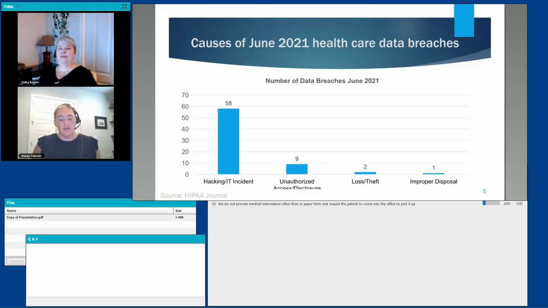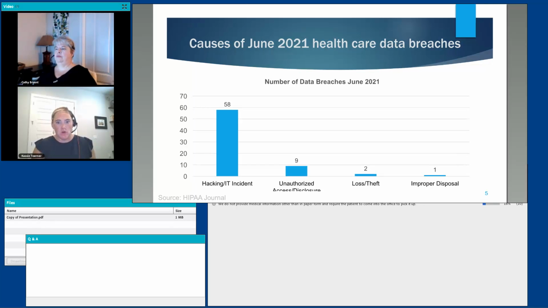So as we get started, let's take a look at some of the data that has come out from June 2021, this past year, on the causes of healthcare data breaches. As of right now, there were 58 breaches that occurred in a hacking or IT incident. You'll see on the chart that there were other incidents as well. It's kind of a flip from what we used to see back in the early days, where improper disposal or loss and theft were really the drivers of the breaches, but now it's become more hacking and IT incident related.